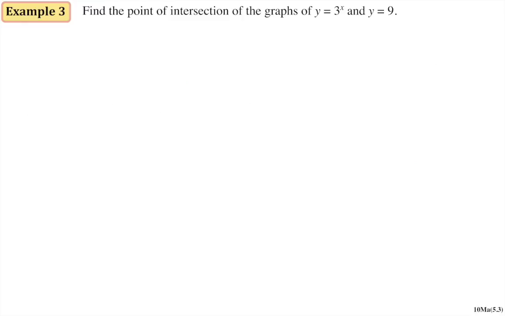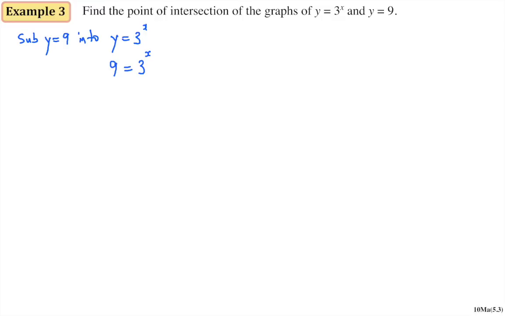Now example 3 is a little bit different because it's another simultaneous equation question. And it says, find the point of intersection of y equals 3 to the power of x and y equals 9. So because we're doing a simultaneous equation, we're going to sub y equals 9 into y equals 3 to the power of x. So everywhere I see the letter y, I'm going to put a 9 in its place. So it becomes 9 equals 3 to the power of x.